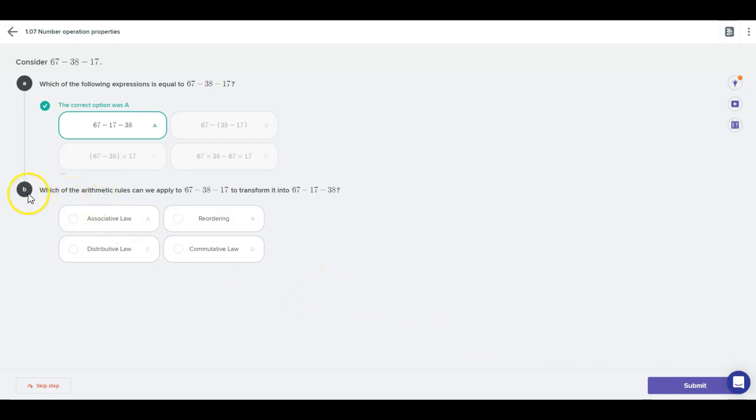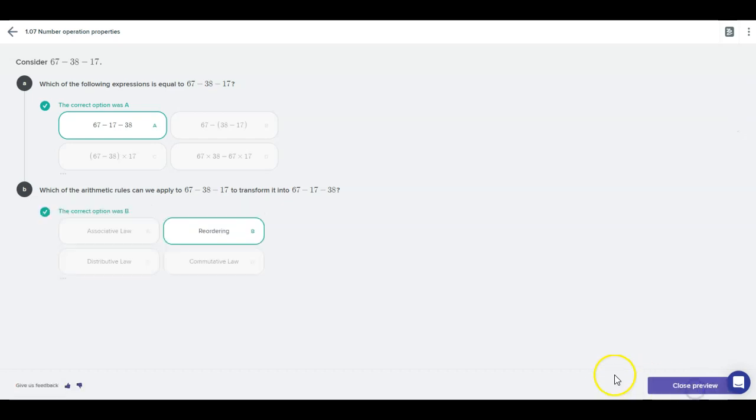And look what part B was. It says, which of the arithmetic rules can we apply to actually get the answer that we chose up above? And in fact, it is reordering that we just said. Now they've called it a rule here, but it's not really a rule. And again, they didn't say rule here or law, but it's something that we follow. So reordering was the correct answer there. And I'm sure, yes, we are marked as correct.